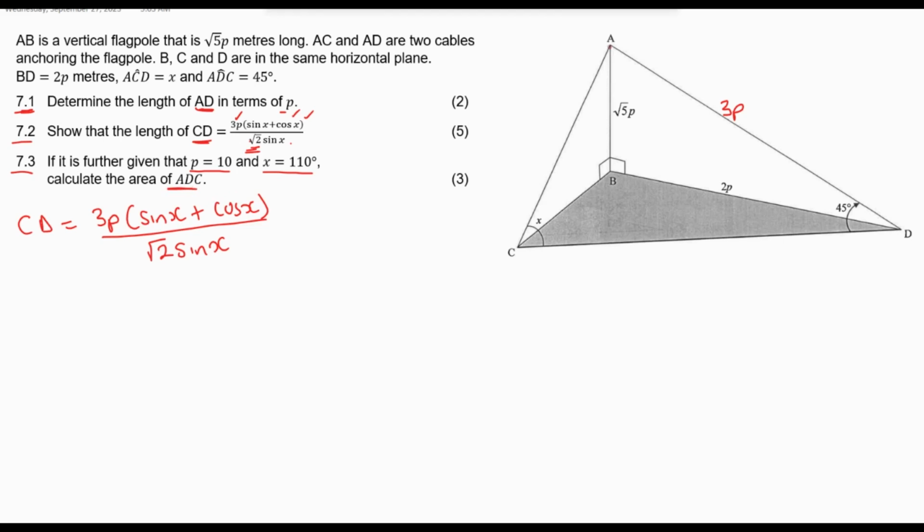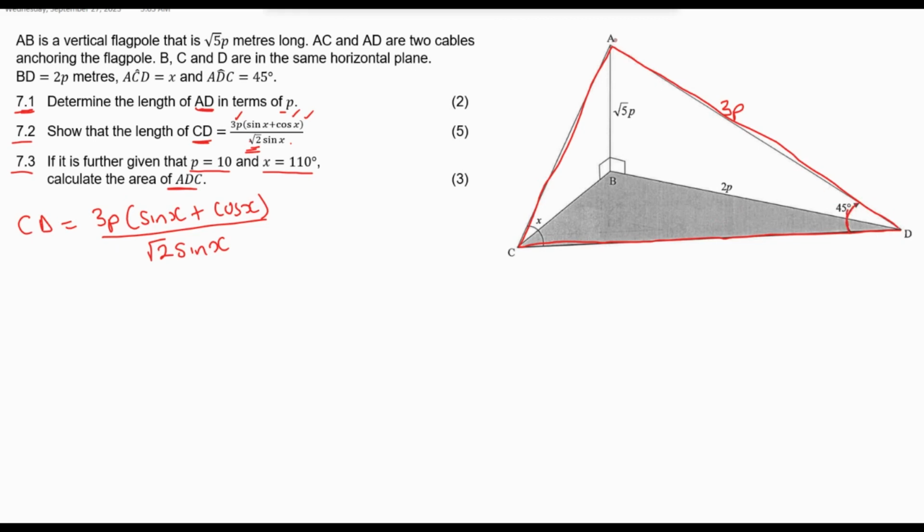Right, we want the area of triangle ADC. This is triangle ADC. What do we need to find the area of a triangle? Right, to use the area rule, we just need what? We just need side, angle, side. We need two sides and an included angle. So we have the angle here, which is 45 degrees. This is an included angle.